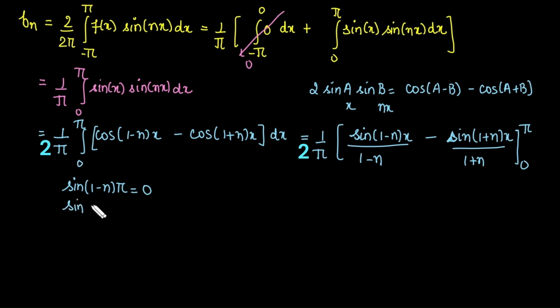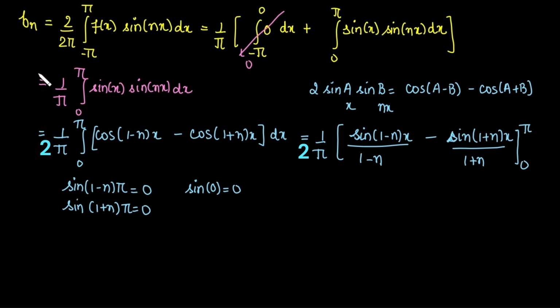Even sine (1 + n)π is 0. When you substitute the lower limit, we have sine 0, and sine 0 is again 0. It means these two terms are getting 0 on the upper limit as well as the lower limit. So we can say that the value of Bn is equal to 0.